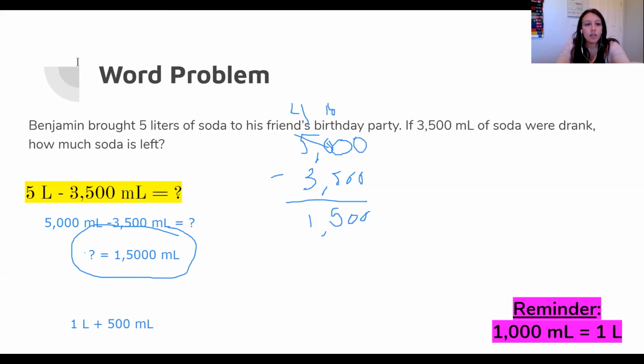Now, I'm going to go ahead and cross this off. I put one too many zeros here. It's only supposed to be 1,500. So if we're looking at this, we can either have 1,500 milliliters or 1 liter 500 milliliters as our answer. Both of these are good answers to have, and either of them will work for this word problem because I didn't say answer in milliliters or answer in liters.